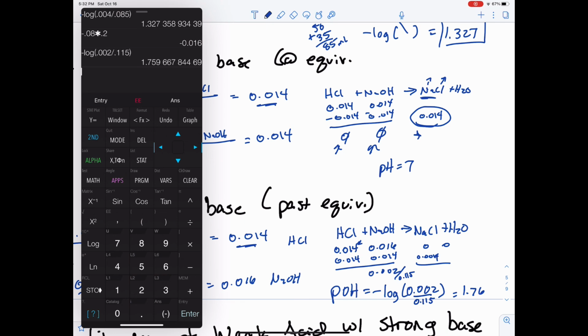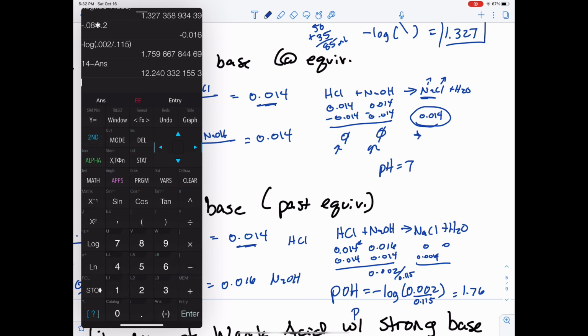Now remember, I actually am looking for pH, so 14 minus that number, and that gives me my 12.2 number. And you've gone through the whole titration for a strong acid and a strong base. Woohoo!